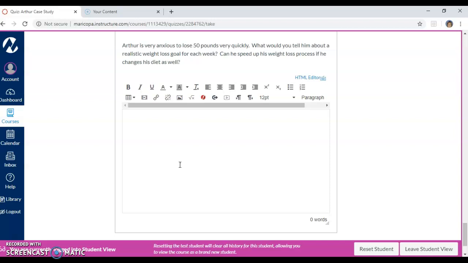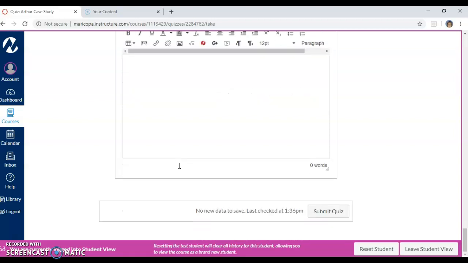Within the scope of practice of a personal trainer, you are not allowed to give someone an actual meal plan, but you are allowed to make generalized healthy recommendations for the client concerning their diet.